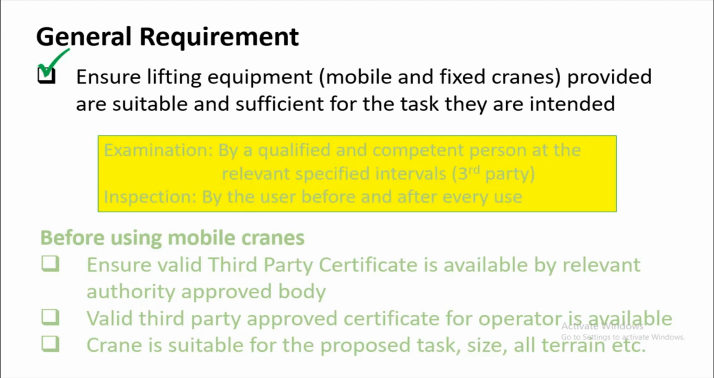So make sure examination by a qualified and competent person at the relevant specified intervals, like by the third party, and inspection by the user before and after every use.